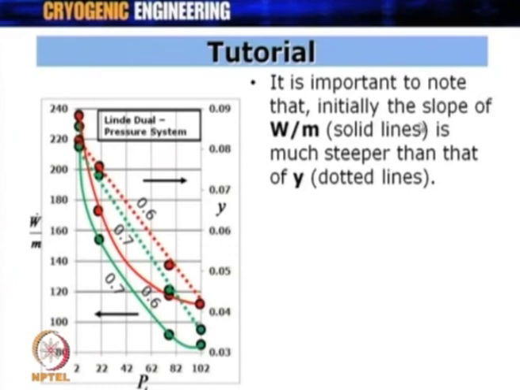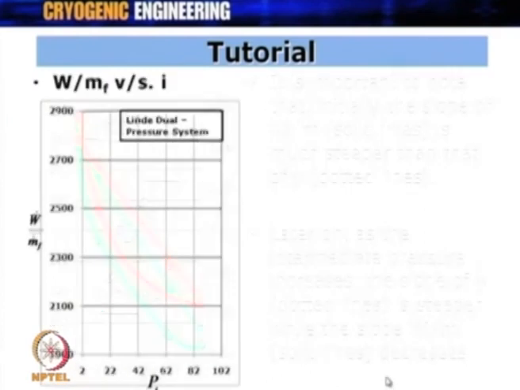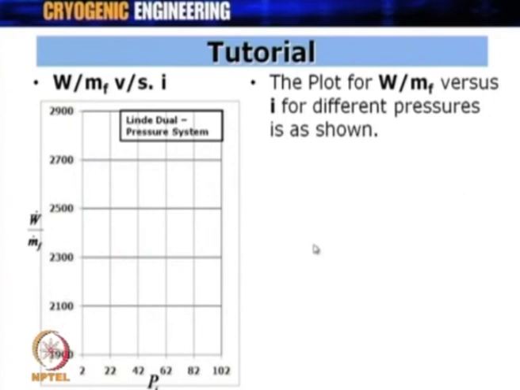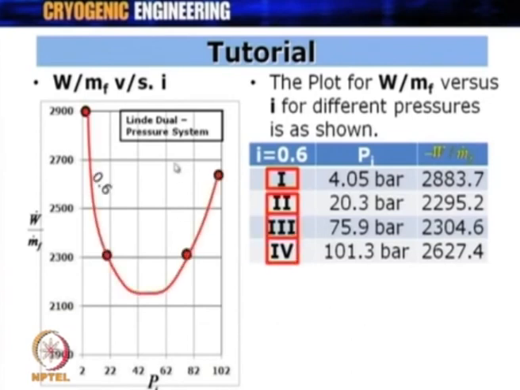It is important to note that initially the slope of W by m dot is much steeper than that of Y. Later on, as the intermediate pressure increases, the slope of Y is steeper while the slope of W by m dot decreases. What is important now is to understand W by m dot f versus I, which depends on both these behaviors of Y and W by m dot, and these are the values. So, if I plot these values 1, 2, 3 and 4, and join them, what you can see is a clear-cut minima in these two cases.